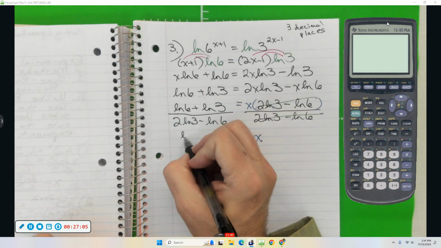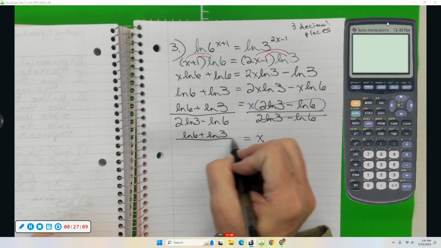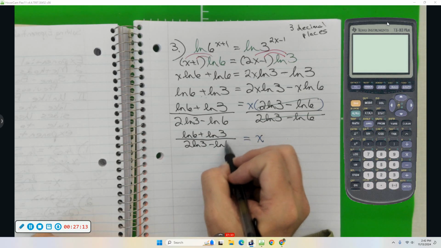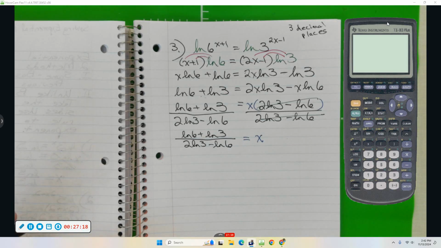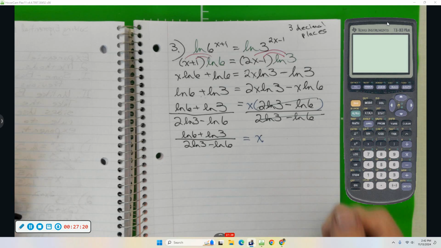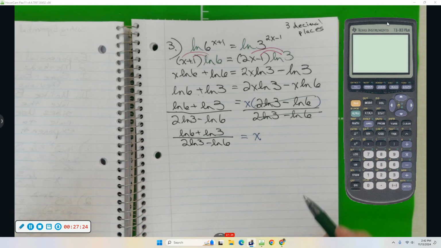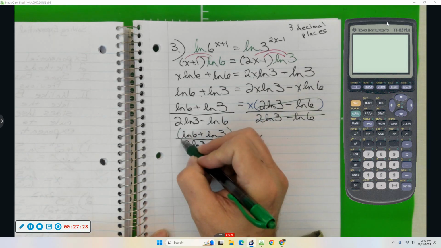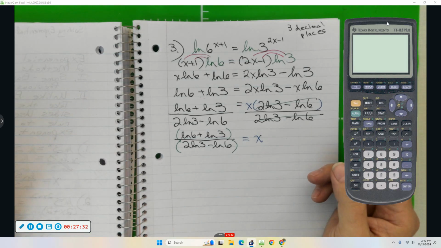6 plus ln 3 all over 2 ln 3 minus ln 6. If you have a fraction with anything other than number divided by number, you need to enclose the expression in parentheses. Enclose the numerator in parentheses, enclose the denominator in parentheses. If you don't, you're not going to get the correct answer.